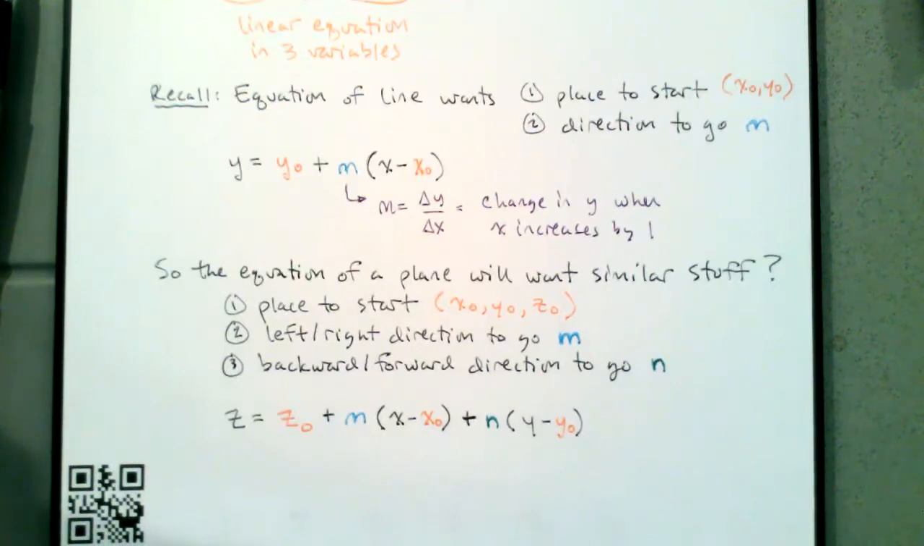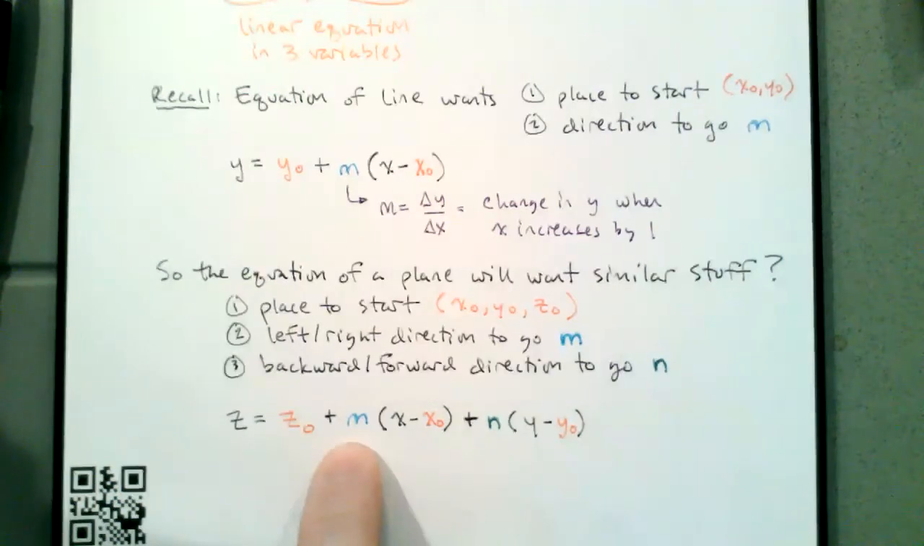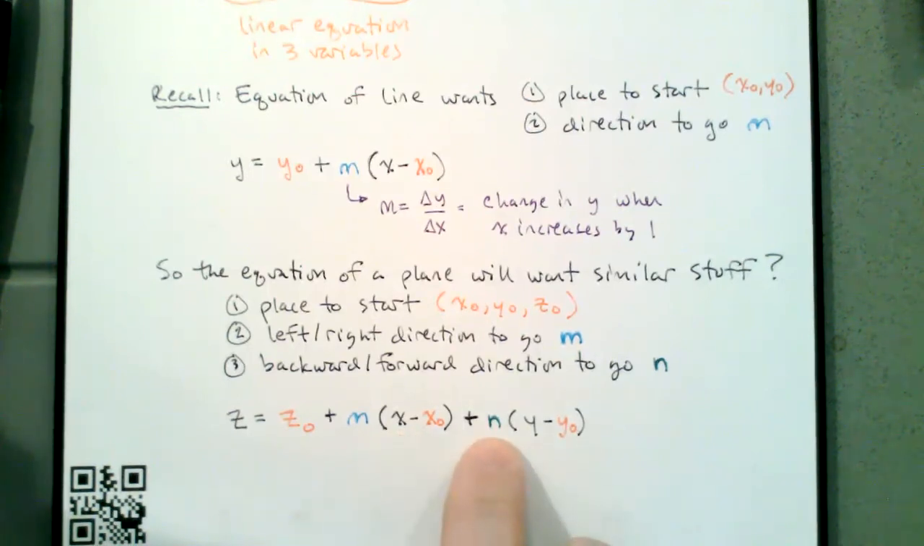So in the equation of the line, m was how y was changing when x increased by 1. But now I have m and n, where m is how z is changing when x increases by 1. And n is how z is changing when y increases by 1.